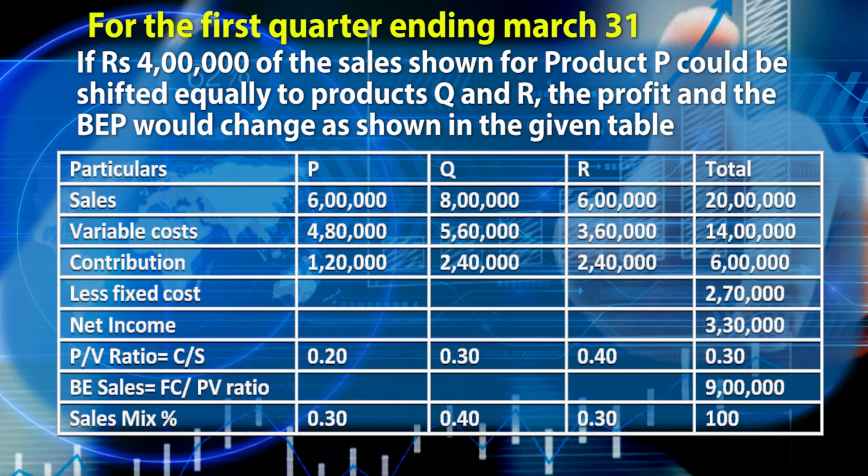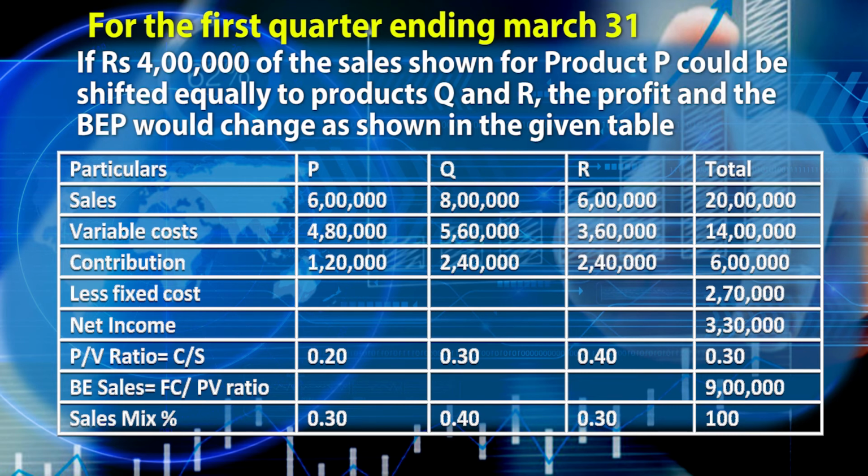The total variable cost for P, Q and R would be rupees 14 lakhs. The contribution for P, Q and R is 1 lakh 20,000, 2 lakh 40,000 and R also 2 lakh 40,000. The total contribution is 6 lakhs less fixed cost rupees 2 lakh 70,000. Net income, that is contribution minus fixed cost, is 3 lakhs 30,000.